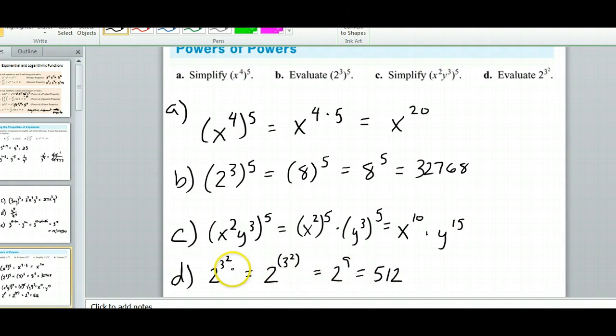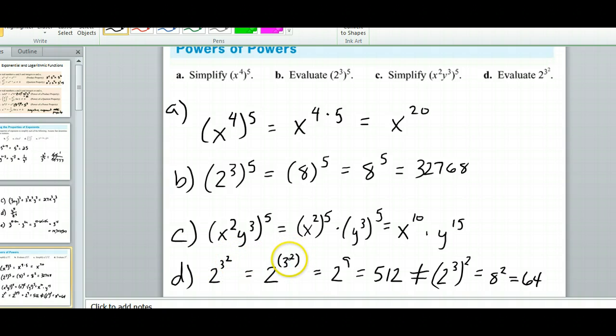If you did this as 2 cubed first and then the square, this is not the same as 2 cubed first and then squared, which is 8 squared, which is 64. Obviously 64 is not equal to 512, so they're not equal. But I just want you to understand that when you see this, you don't do this first and then do this square.